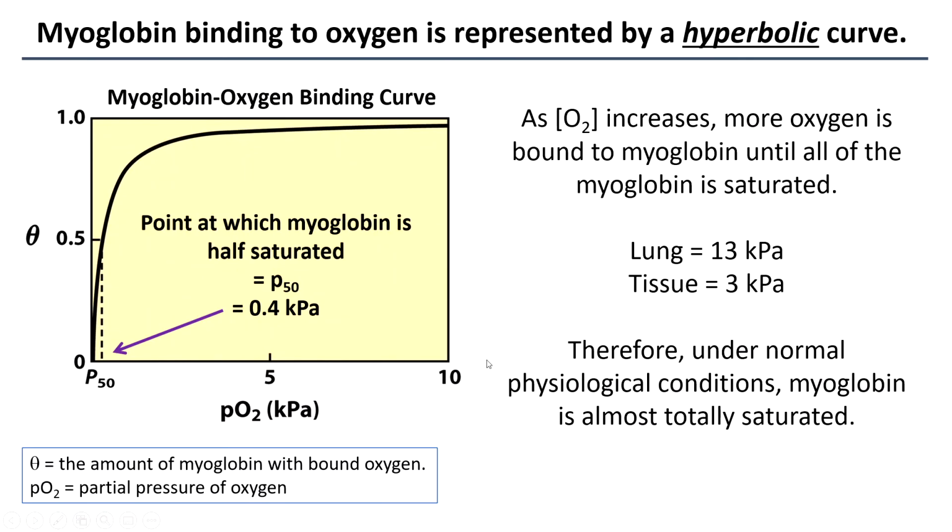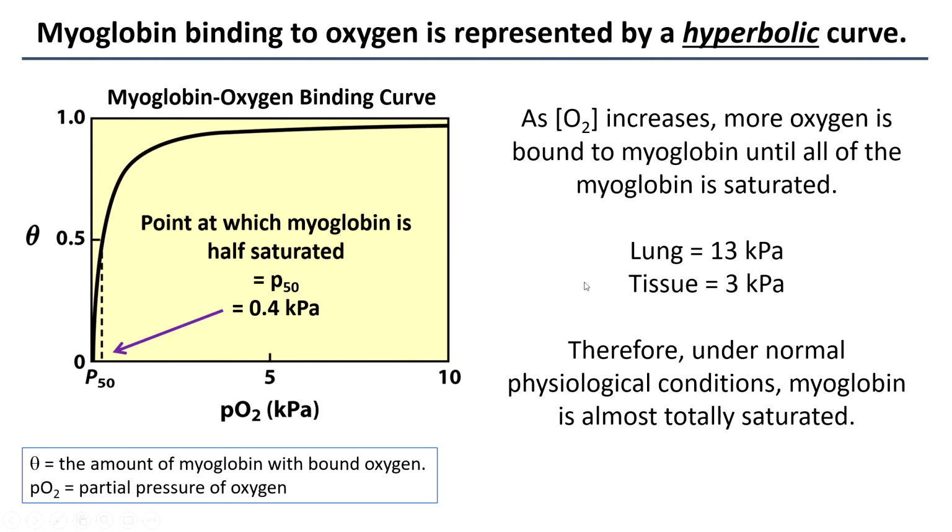Let's first look at the P50 value. What this is telling us is that the point at which myoglobin is half saturated is only 0.4 kilopascals of oxygen, which is a measurement of oxygen concentration. So this is a really low number. It doesn't take a lot of oxygen to half saturate all of the myoglobins in solution.